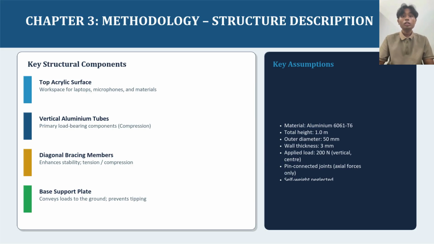Regarding our analysis assumptions, we idealize the model by utilizing pin connected joints, which means we only consider axial force. We also assume static loading only, with an applied load of 200 newtons centered on the structure, while neglecting the self weight of the material. The structure is built using aluminium 6061 T6 with a total height of 1.0 meter, an outer diameter of 50 millimeter and a wall thickness of 3 millimeter.